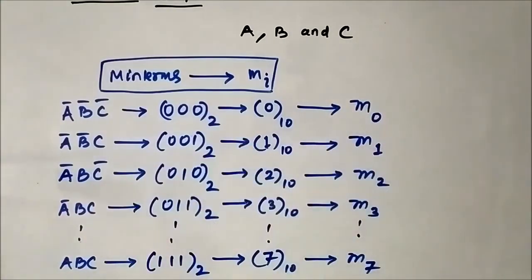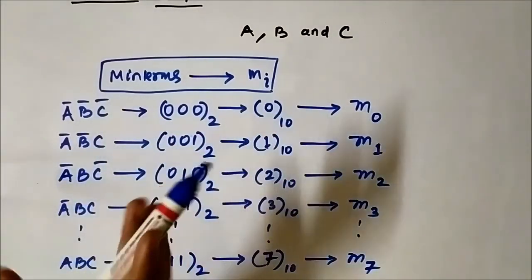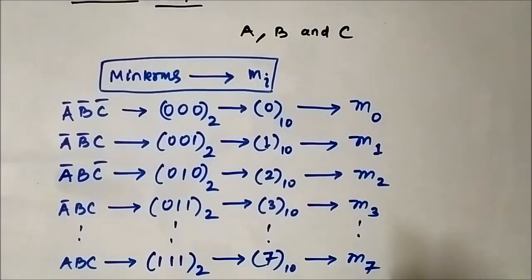Now the SOP expression is formed by the group of these minterms that are added together, the sum of minterms. It gives us the SOP expression. Okay.